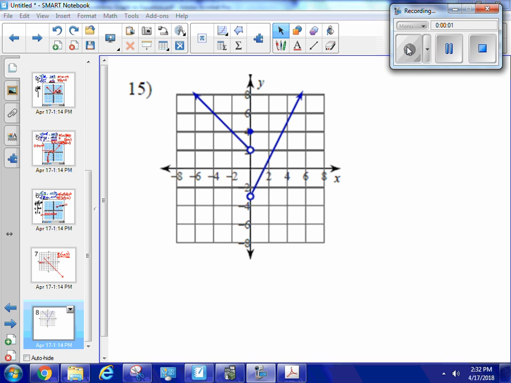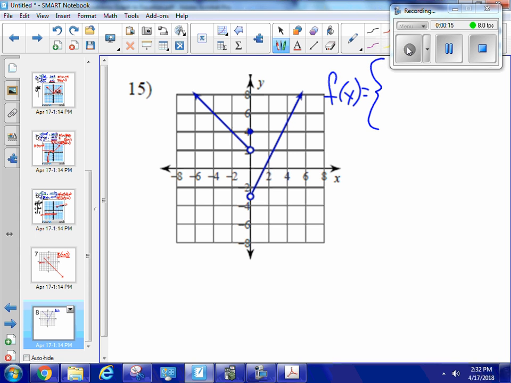Let's see if we can define the piecewise function given right here. So if you remember, piecewise functions are usually written f of x or some kind of g of x, h of x equals, and then I have the bracket. And this particular function I can see has two pieces. I have this piece right here, and I have this piece right here.